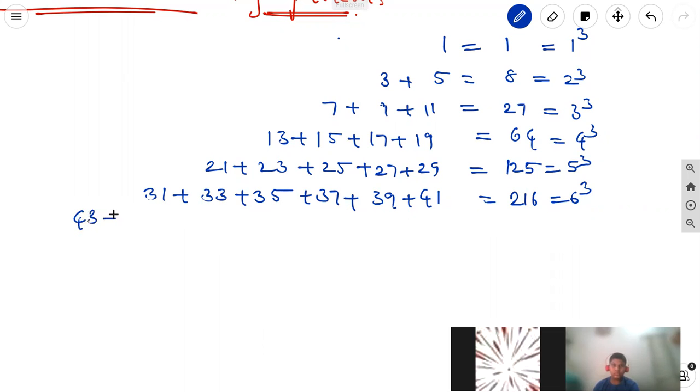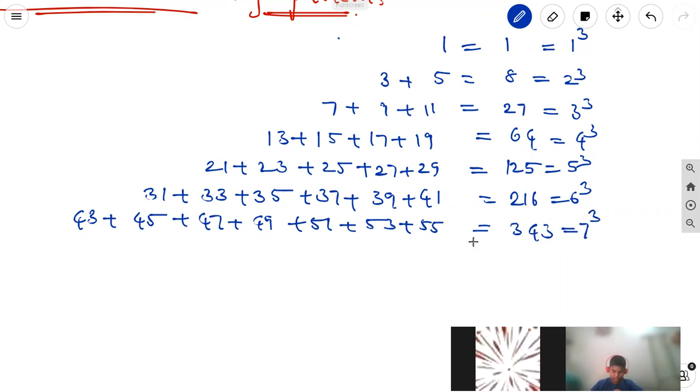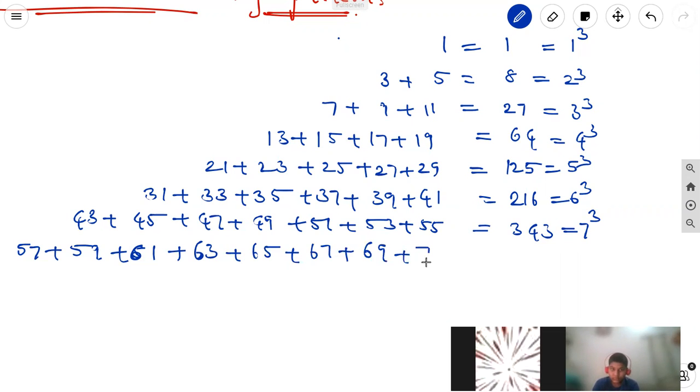Next will come 43 plus 45 plus 47 plus 49 plus 51 plus 53 plus 55. It is equal to 343, which is 7 cube. Next, 55 is over. 57 plus 59 plus 61 plus 63 plus 65 plus 67 plus 69 plus 71 is equal to 512, which is 8 cube.